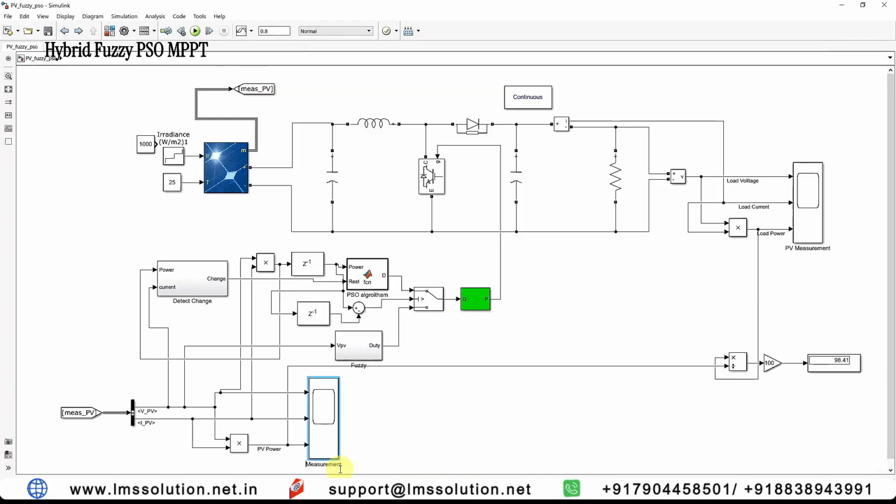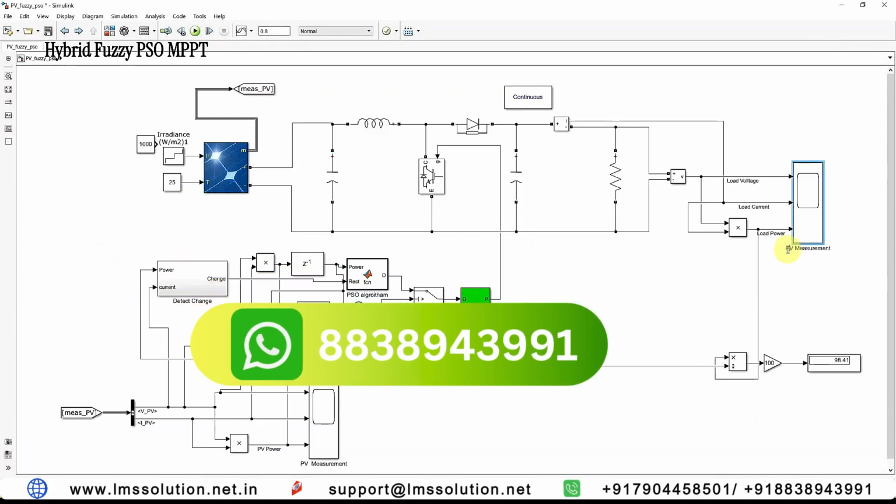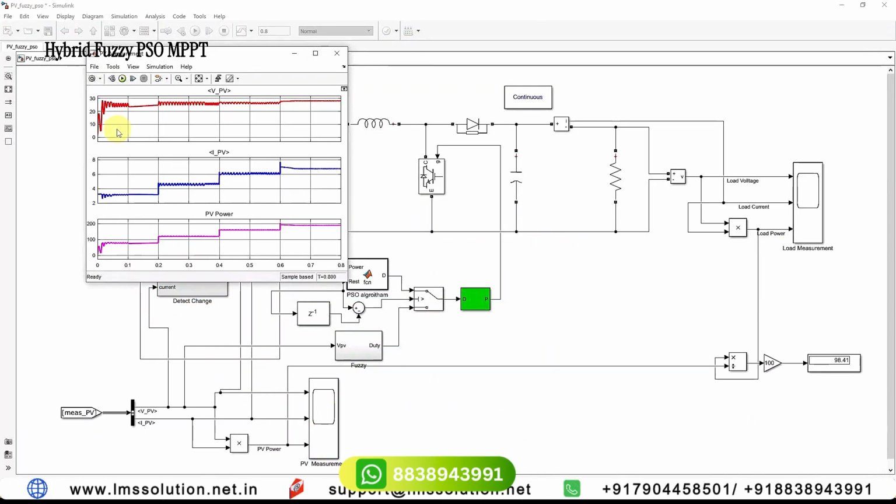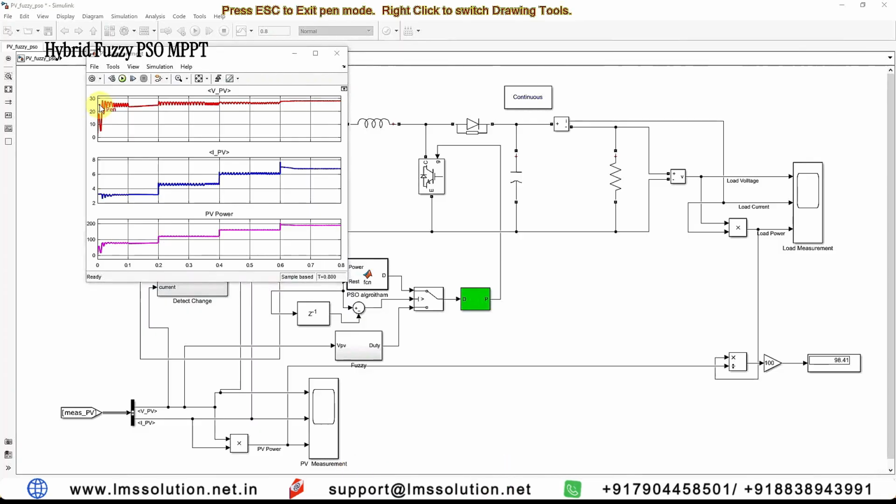Here you can see that this is the PV measurement. This is the load measurement. Here you can see that if you take the average, the PV voltage is maintained around 26 volts, 26.4 volts. For changing irradiation condition, that means the irradiation changes every 0.2 seconds from 400, 600, 800, 1000, right? For different irradiation conditions, you can see that the PV voltage is maintained constant around 26.6 volts. So it is maintained in between these limits.